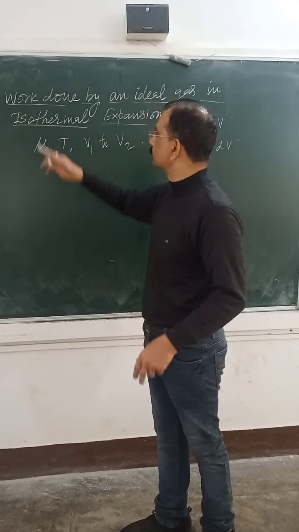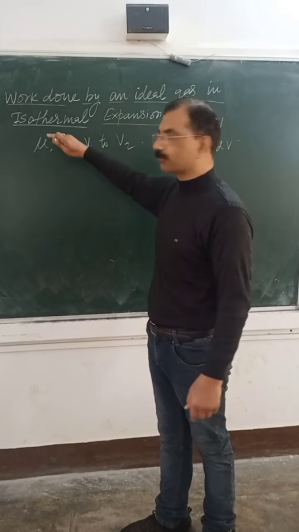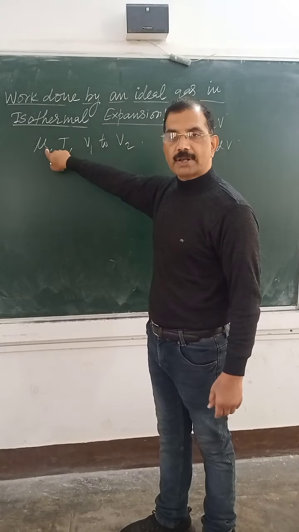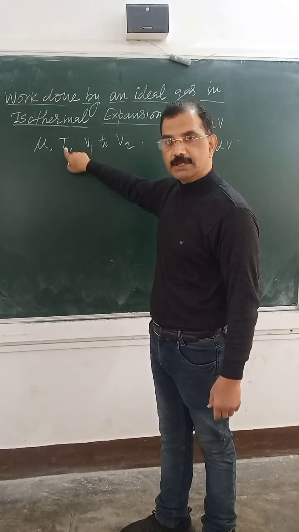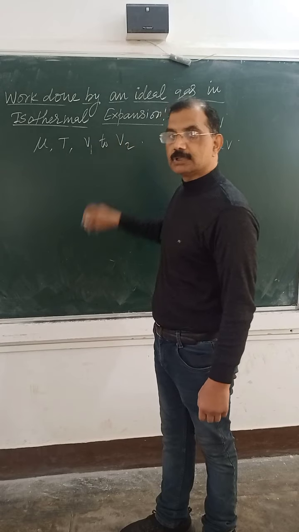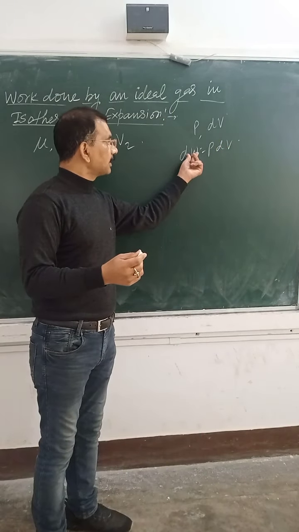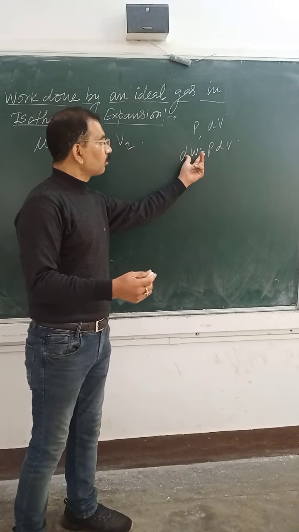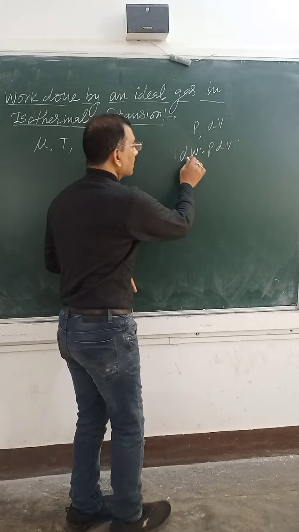Then our aim is to find the work done in this process, or what is the work done under this isothermal expansion. The mu mole of an ideal gas at absolute temperature T, when its volume increases from V1 to V2, then the total work done is how much? So for a small work done, dW is P into dV. In this process, the total work done we can find by integrating this.